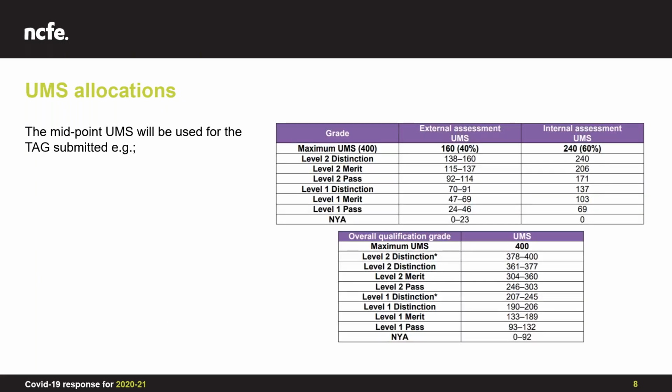For qualifications with assessments that have a range of UMS available, we'll be using the midpoint value for the tag submitted. It might be easiest to demonstrate this with an example, and I'll be using the level 1/2 technical award in health and fitness. This qualification consists of 2 assessments, an external assessment and an internal assessment called the synoptic project. I've taken these UMS tables directly from the specification.